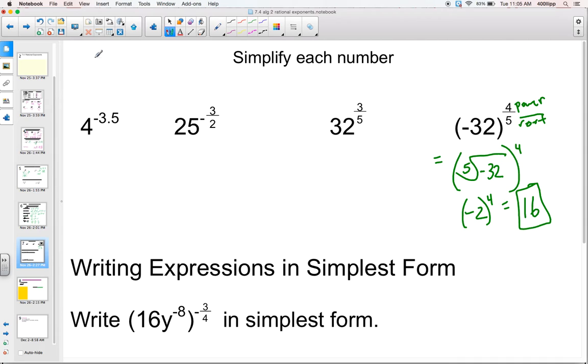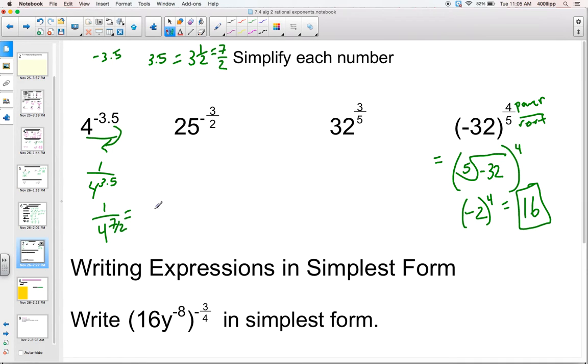Okay? This one here, 4 to the negative 3.5. So let's change negative 3.5 so that it's going to be a fraction. So we can first bring this down so we get rid of the negative. So this is 1 over 4 to the 3.5. So if I'm changing 3.5 to a fraction, changing it to an improper fraction, I go 2 times 3 is 6. 6 plus 1 is 7 over 2. So this is 1 over 4 to the 7 over 2.